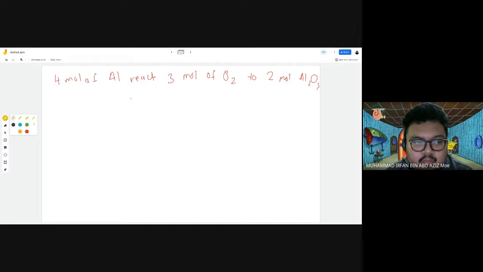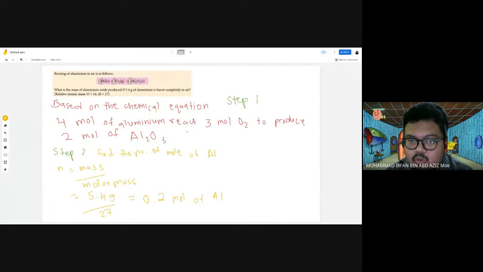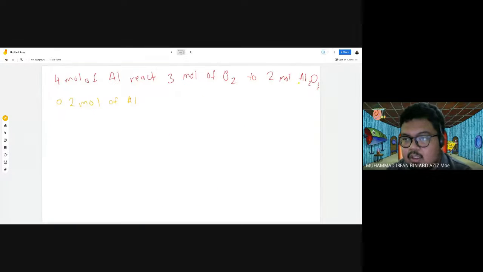0.2 mole of Al. Okay, dia yang dah calculate. So, macam mana? How do you find the number of mole for Al2O3 tu? Dia suruh calculate mass of aluminium oxide. So tak perlulah nak cari number of mole of O2 tu, tak perlu. Kita terus direct ke Al2O3. So how many mole of Al2O3 yang akan produce?